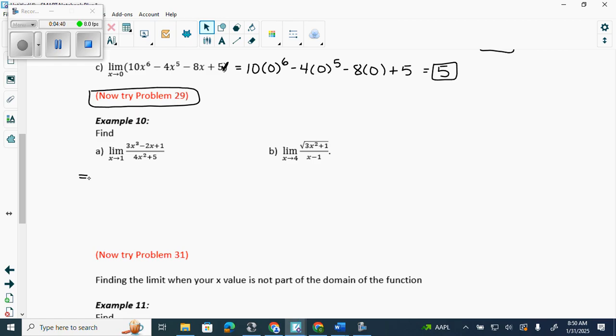The moment we plug in a 1, the limit drops off. So I'm plugging the 1 in, so the limit's going to go away. I'm going to get 3 times 1 cubed minus 2 times 1 plus 1 over 4 times 1 squared plus 5. And so I'm going to get 2 over 9.